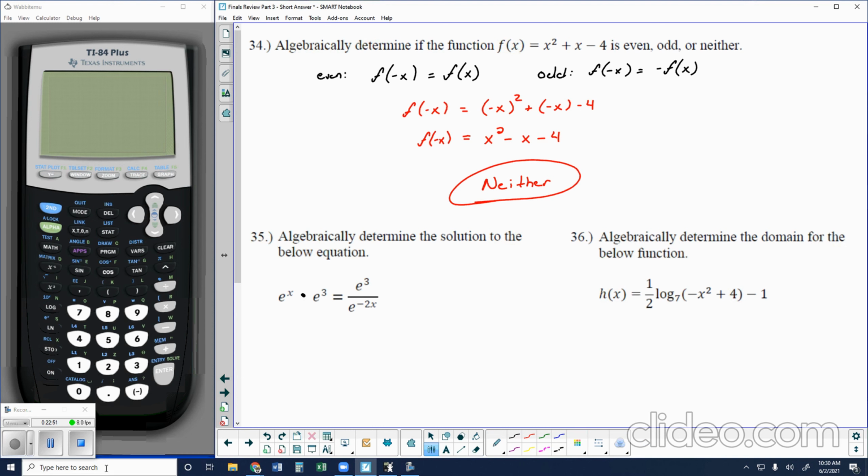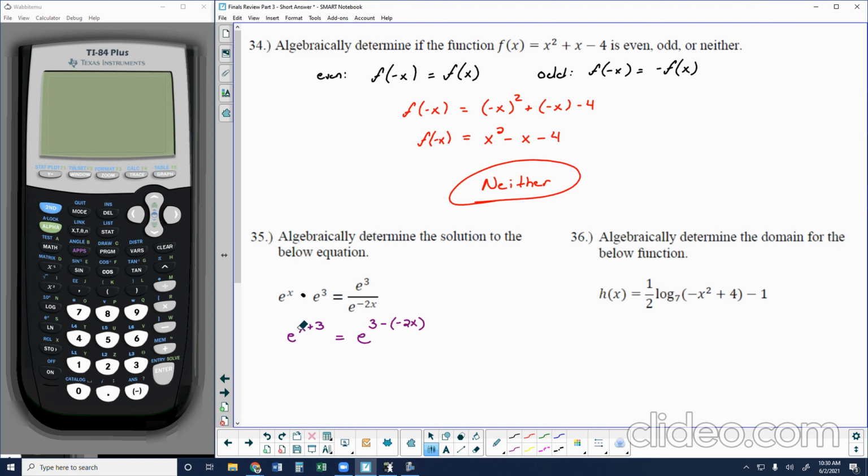A couple of different ways that we can go about solving this problem. One of the methods here is to use our properties of exponents. Because I have two bases that are being multiplied, I can add their exponents. So this would be e to the x plus third power. Now if I have e cubed over e to the negative 2x power, these two bases are being divided, so I can subtract their exponents. So this would be e to the third minus negative 2x.